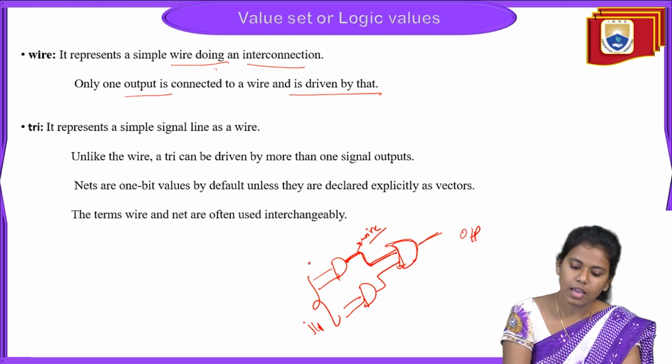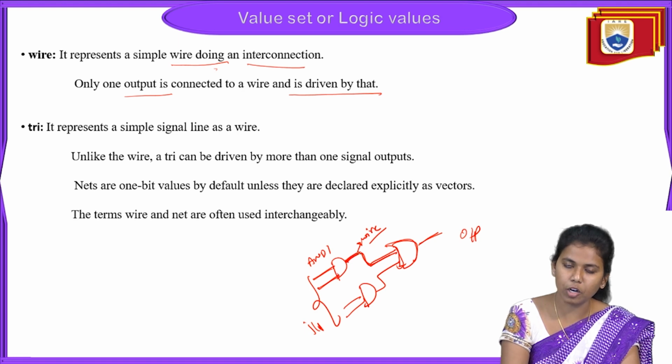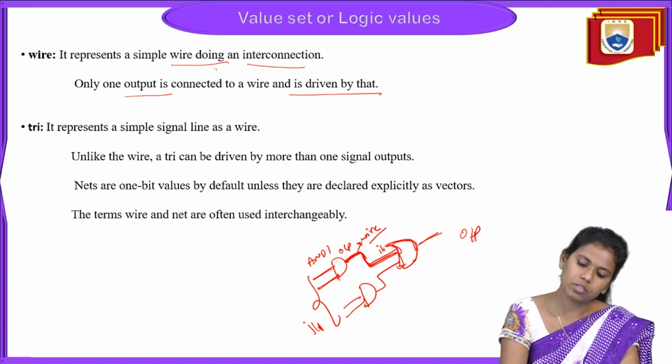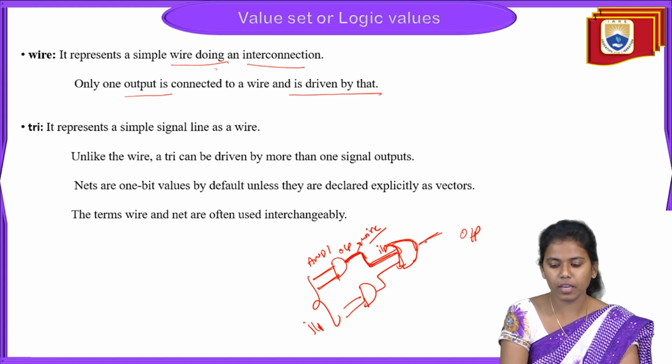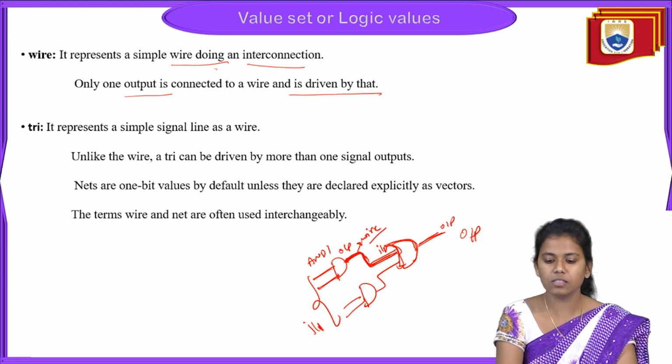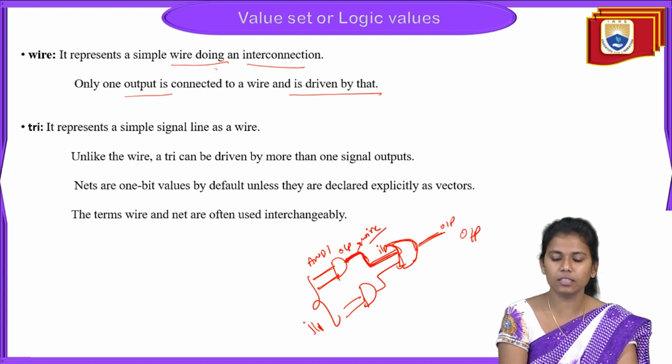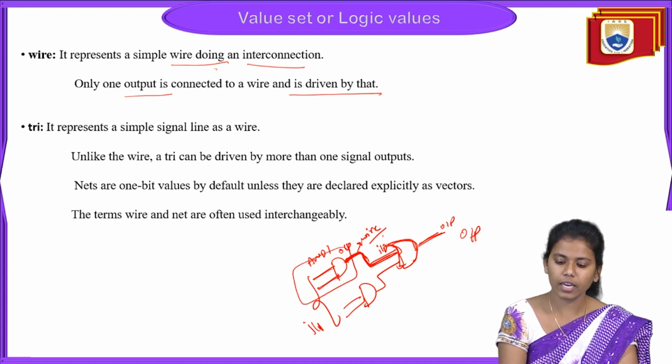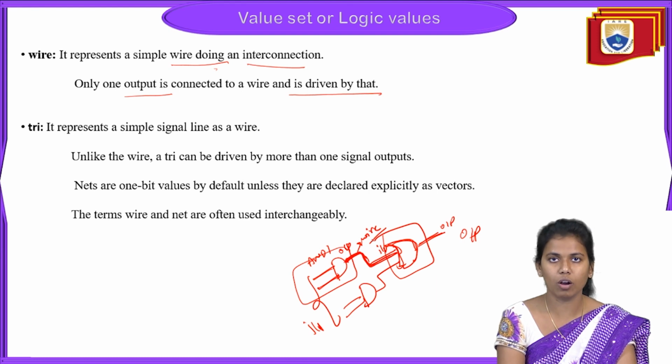Here, from this AND gate we have 2 inputs and 1 output. This output acts as a wire. It is driven as input to the OR gate, and from there we get the output. So only one output is connected to a wire and is driven as the input to some other gate. This is an interconnection between gates, modules or blocks.